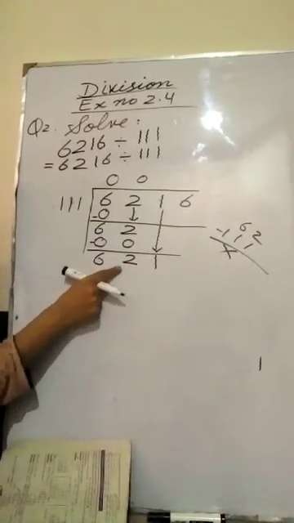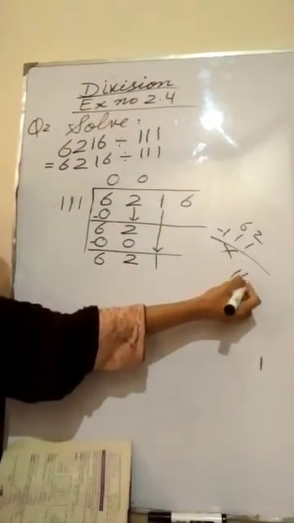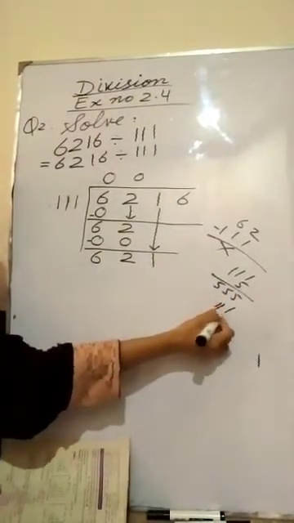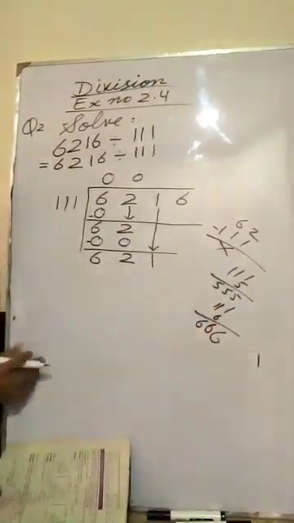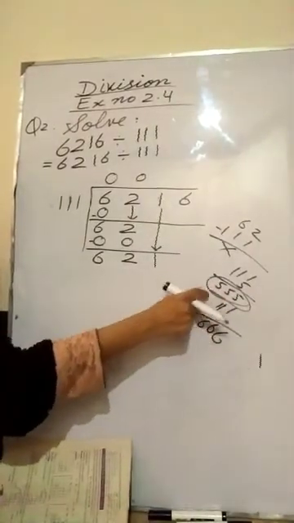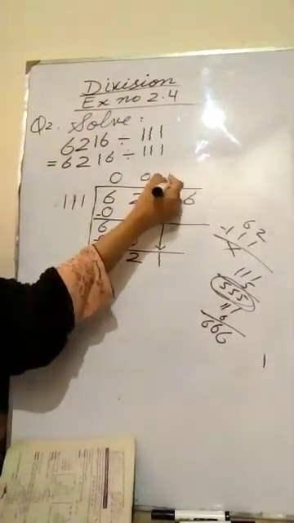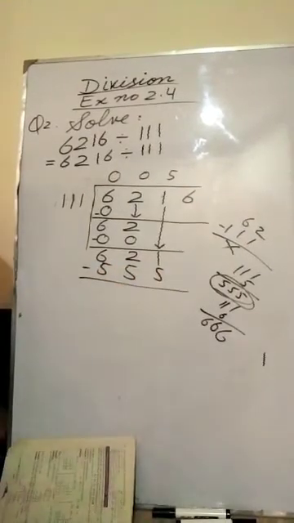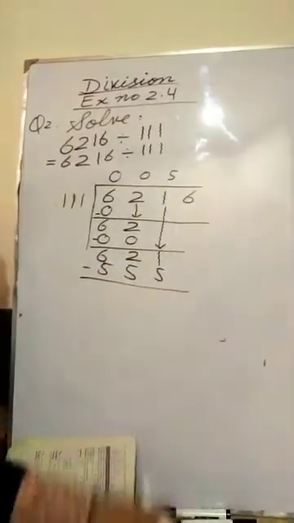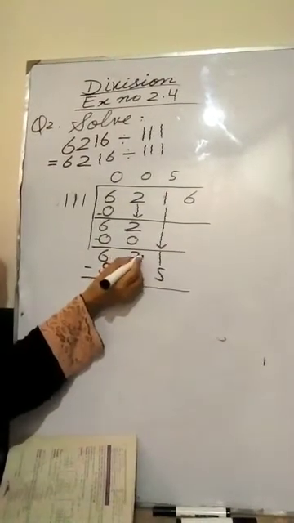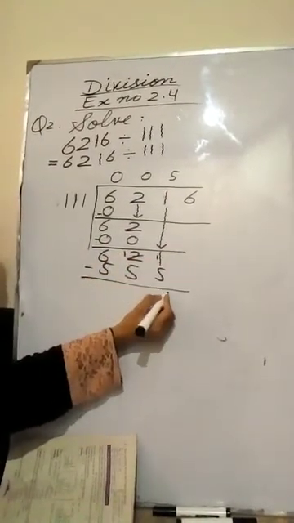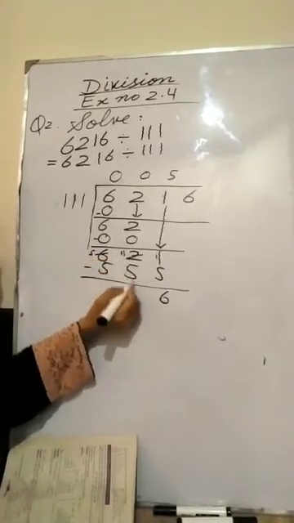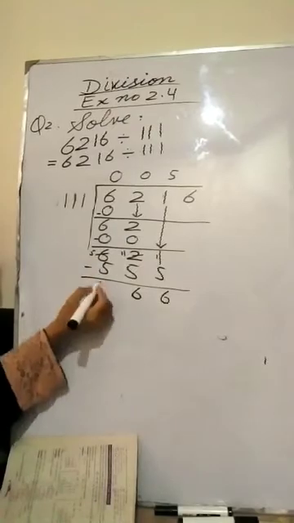Now 621. 111, 5 times 555. 111, 6 times 666. So the smallest and nearest one is 111, 5 times 555. 1 minus 5 is not possible. Borrow from this. 11 minus 5, 6. 1 minus 5 again not possible. Borrow from this. 11 minus 5, 6. And 5 minus 5, 0.